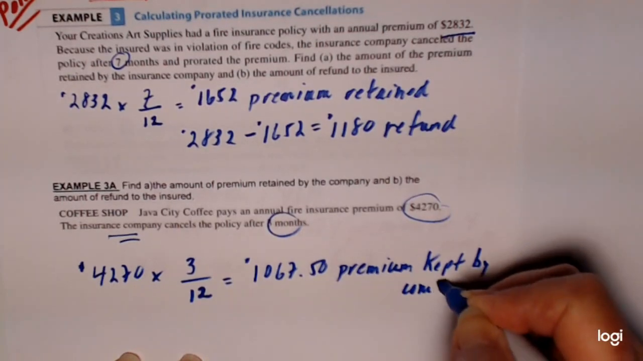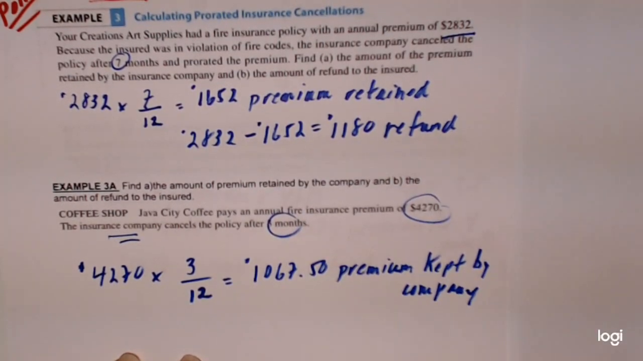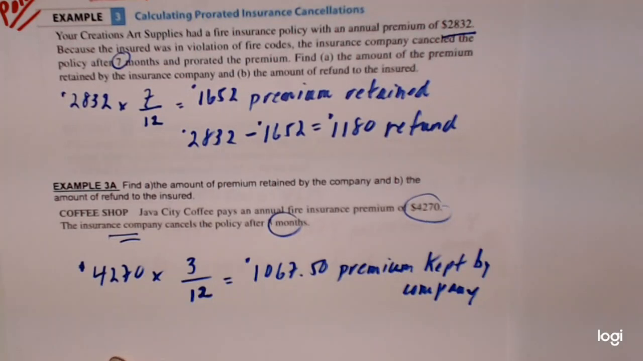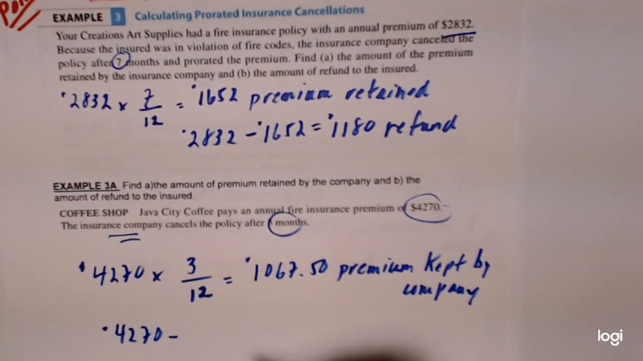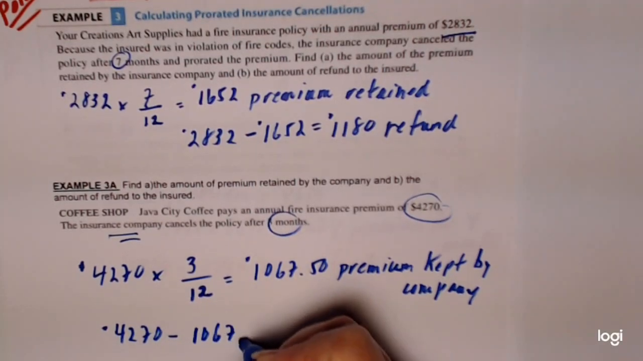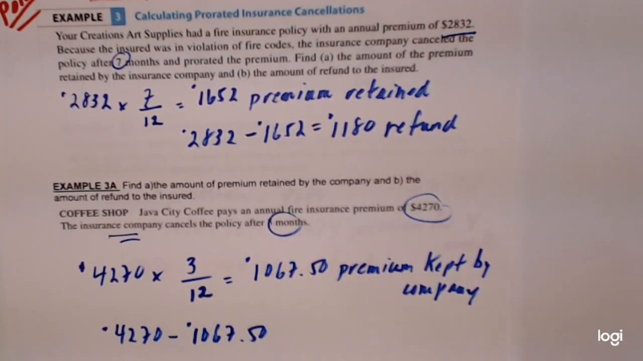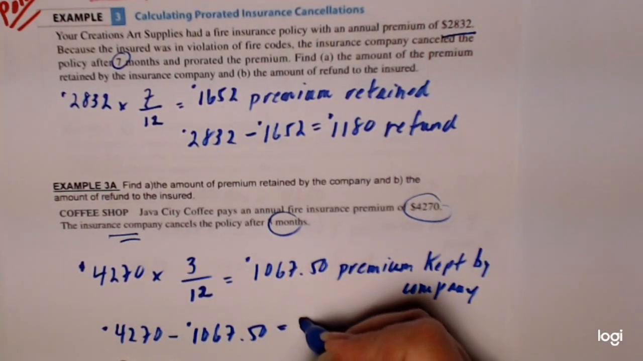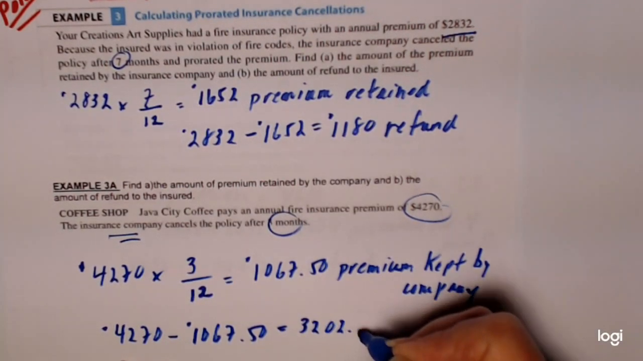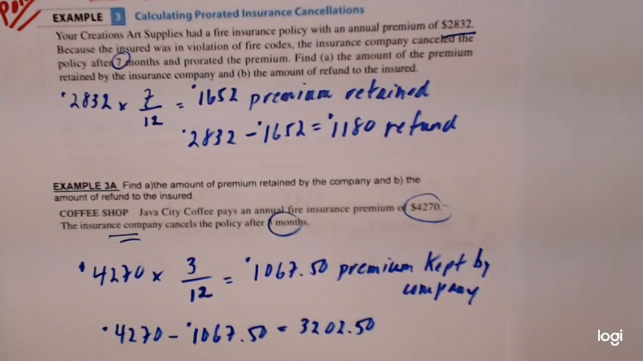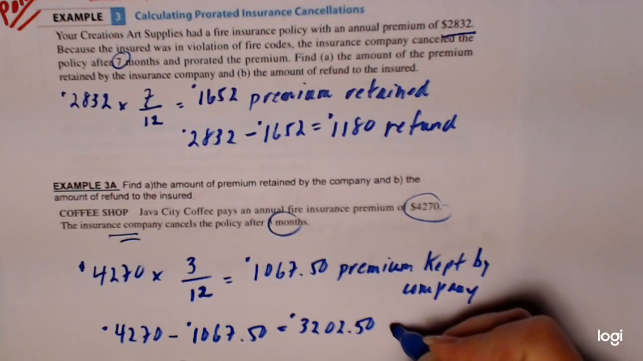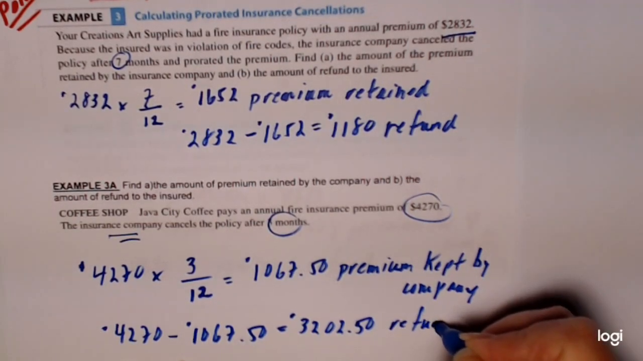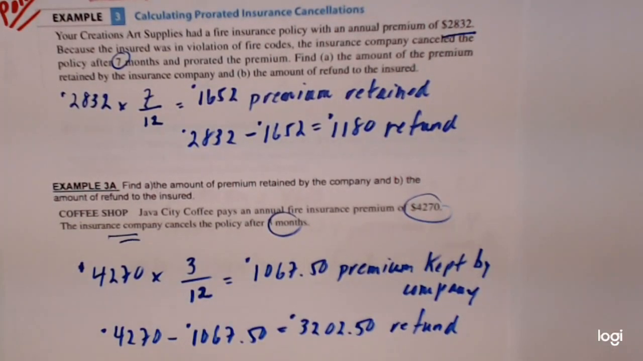by the insurance company. And then for the refund, the annual premium paid, minus this amount that the insurance company is going to keep, and that gives us $3,202.50, which is going to be the amount refunded.